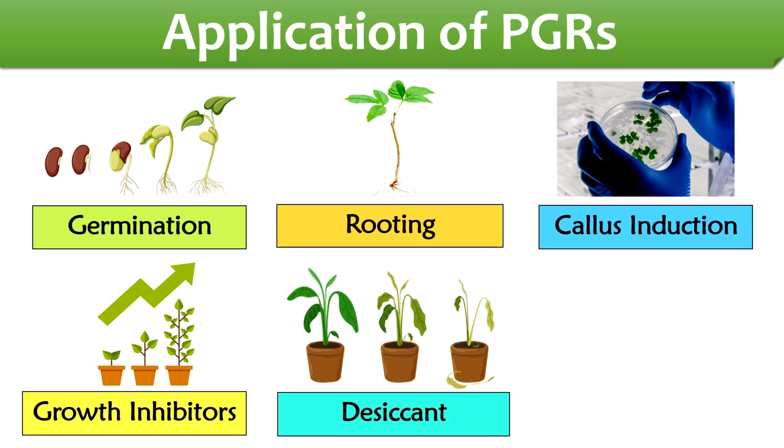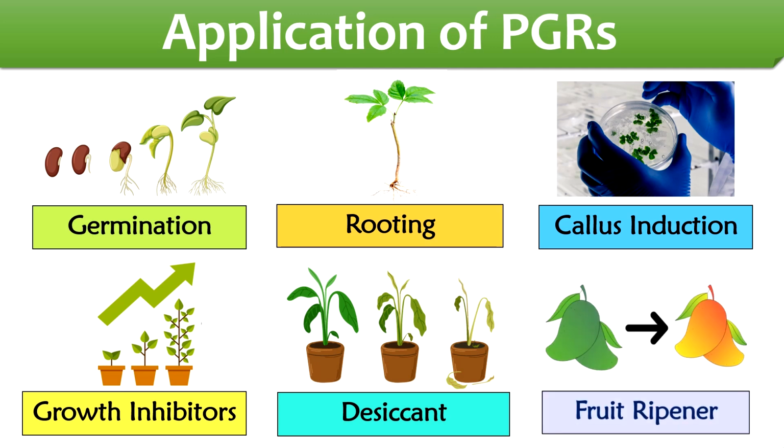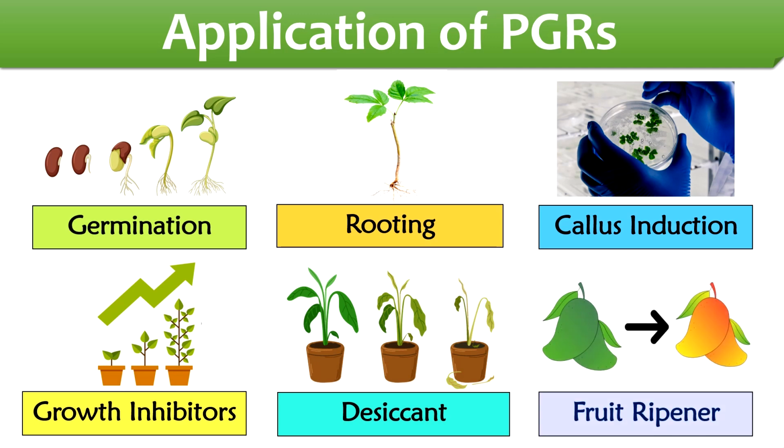Dissecant. PGRs artificially promote the drying of plant tissue. It is a hasten drying process that results in the removal of leaves as it eliminates water from green foliage. Fruit ripener. These are the substances that can fasten the ripening process and artificially ripen fruits for commercial purposes.